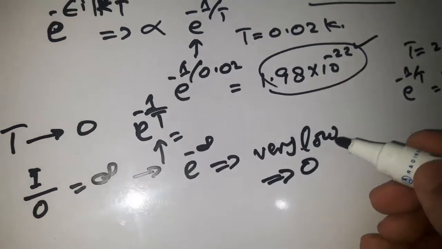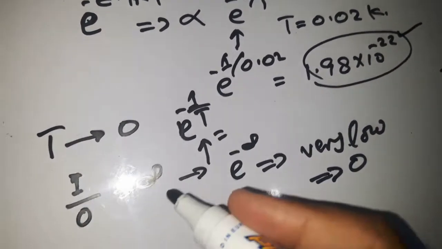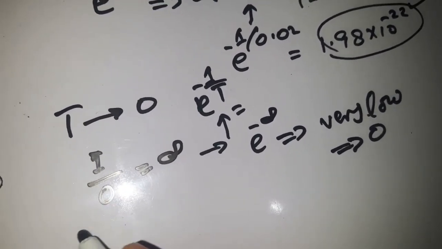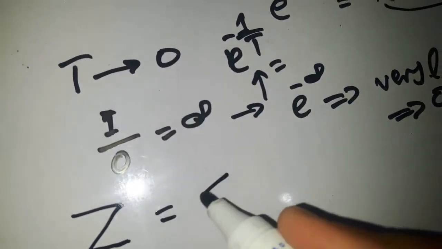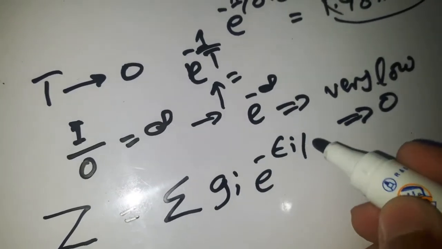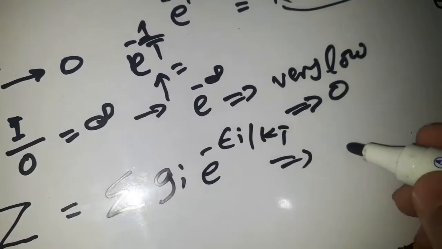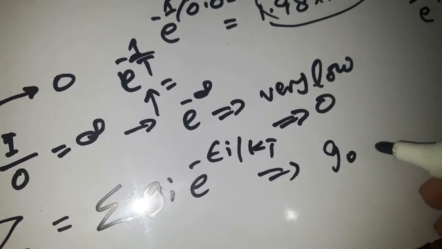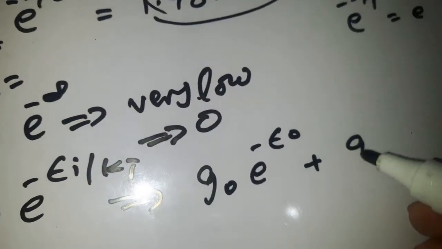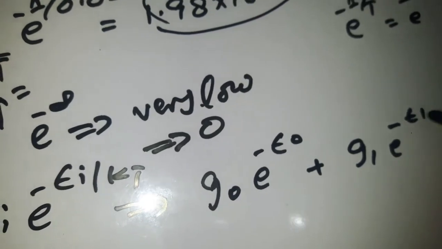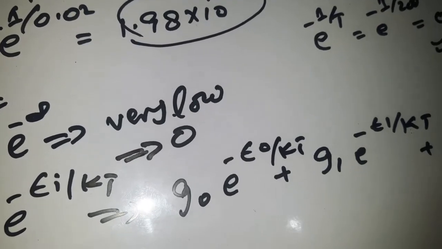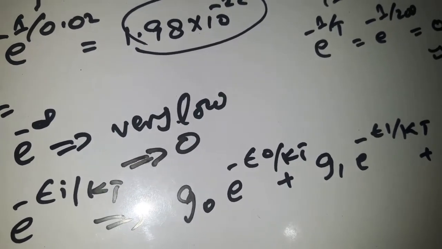Now if we open our summation term, Z is actually a summation of g_i e raised to minus e_i over kT. Opening the summation, we can write, starting from the ground state, g_0 e raised to minus e_0, plus g_1 e raised to minus e_1, and this is over kT, plus g_2 e raised to minus e_2 over kT, and so on.